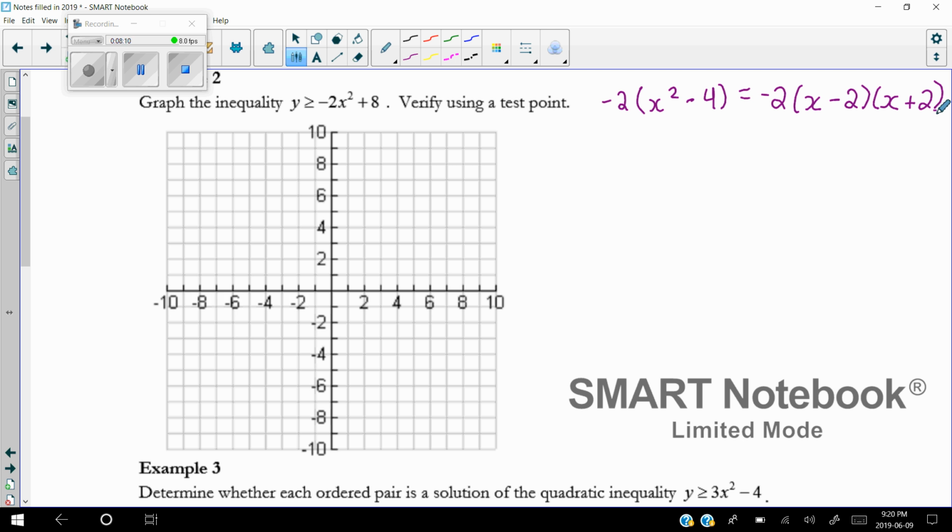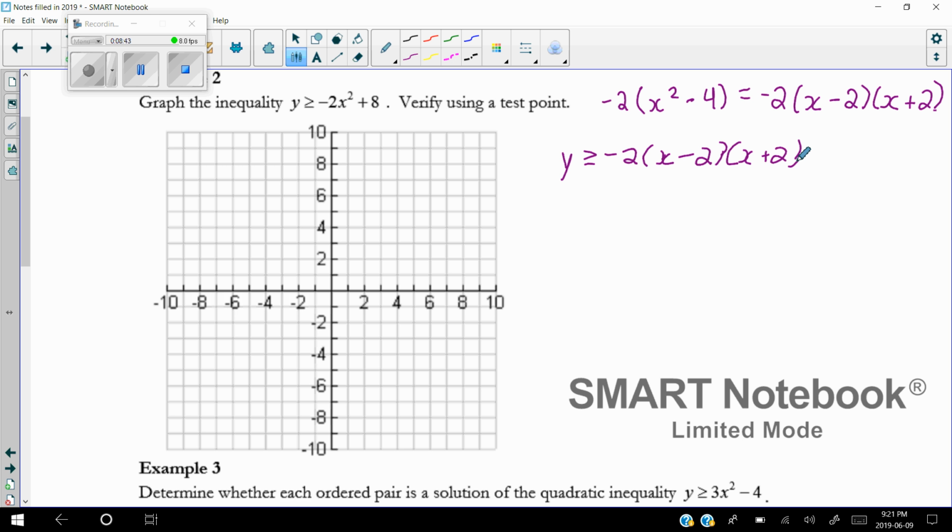So after I get this, I'm just going to rewrite my inequality. y is greater than or equal to negative 2, x minus 2, x plus 2. So from there, I know where my zeros are, so I can go ahead and graph it. And in fact, for a question like this, if you had it on a test, you wouldn't even have to factor it if you didn't want to. You could just use your calculator to graph it.